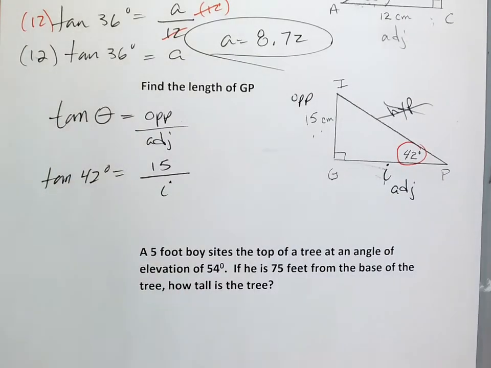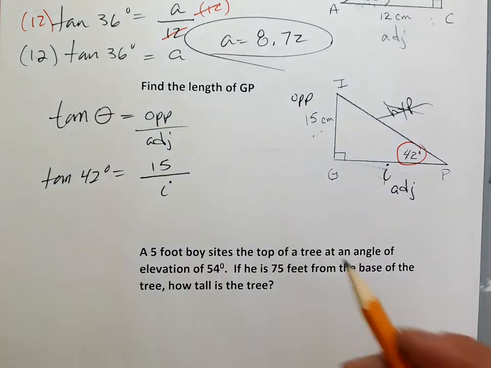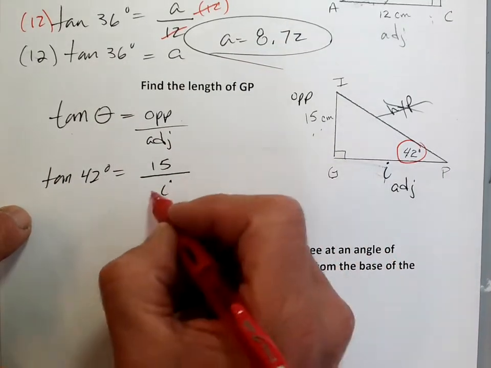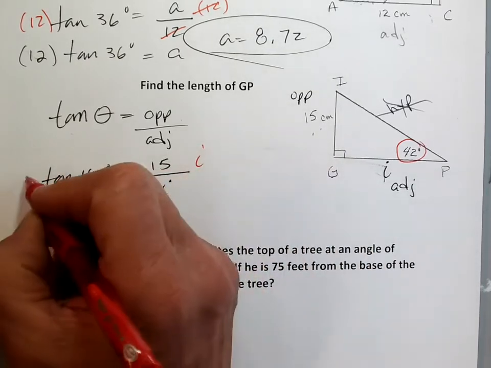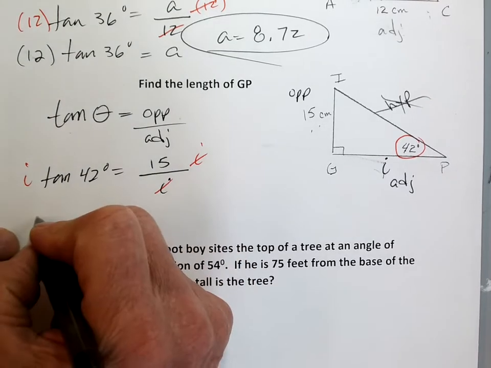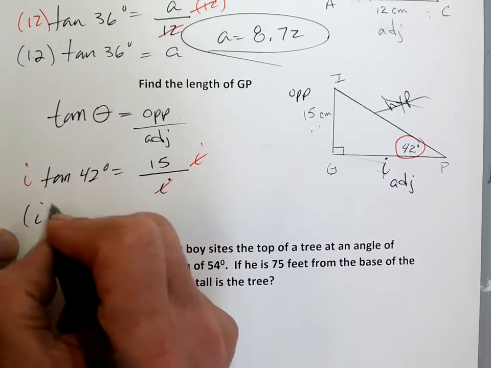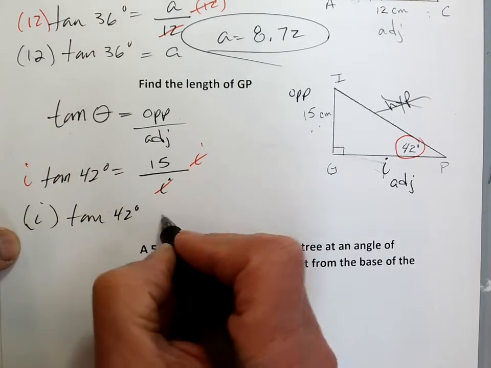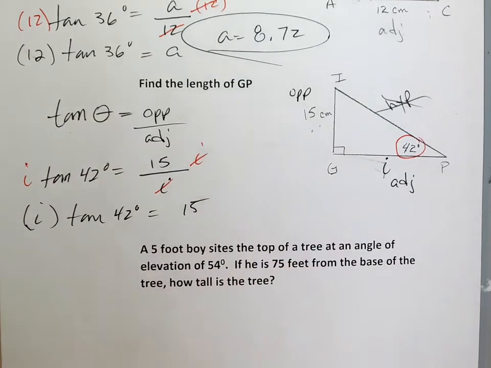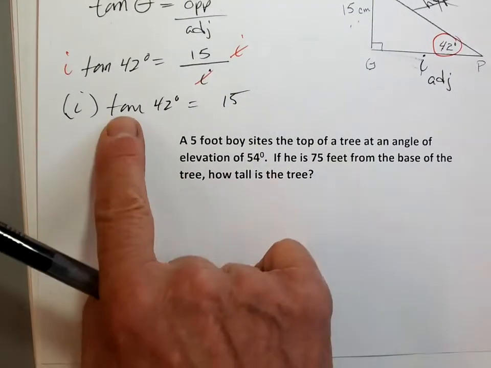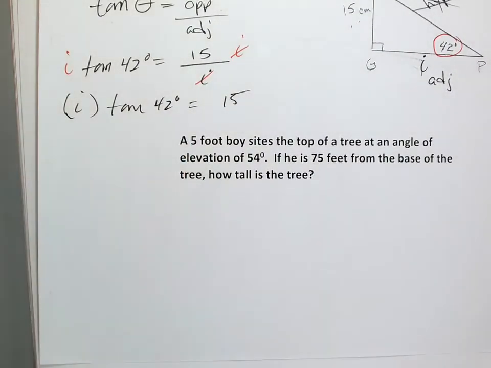Now what am I going to do? Well, again, I'm going to cross multiply. This one's going to take two steps. I'll show you why. If I cross multiply and multiply by I, then I have I times the tangent of 42 degrees is equal to 15. Well, I'm not done yet. Again, I'm solving.